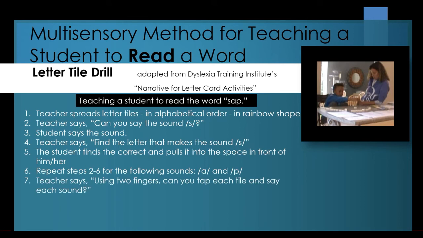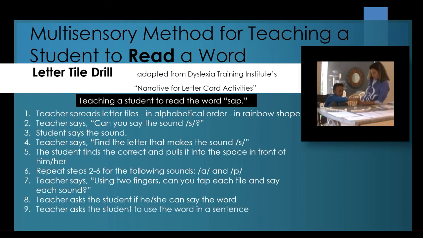The teacher says, using 2 fingers, can you tap each tile and say each sound? So they would say S, A, P. And then I might say, try it again a little faster. Sap, sap. And there'll come this beautiful moment where the student will read the word. So we'll ask the student, can you say the word? And they might say sap. That's the hope. If they do, then we'll ask the student if they can use it in a sentence.